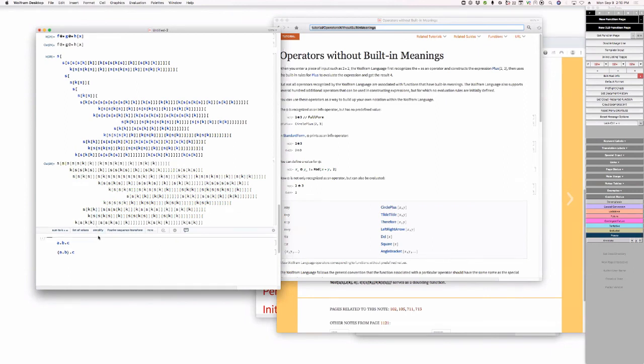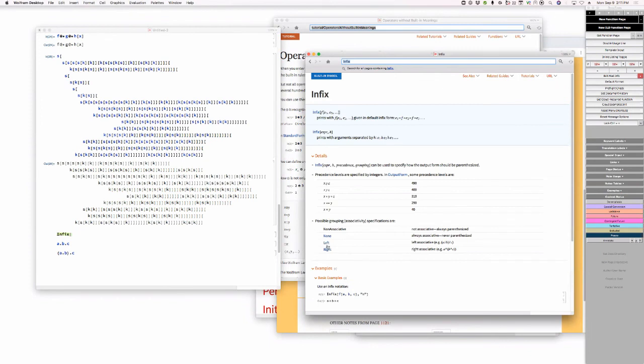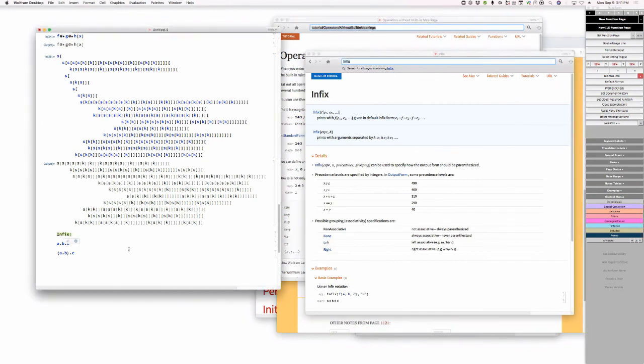Okay, so what you're saying is that there is a way of doing this, what is it called? It's called Infix, right? So this thing here has function application. How would I rewrite this? So this allows left associative. Okay, so if I say Infix of, let's say, just f of ABC, comma, let's say 100, comma left.